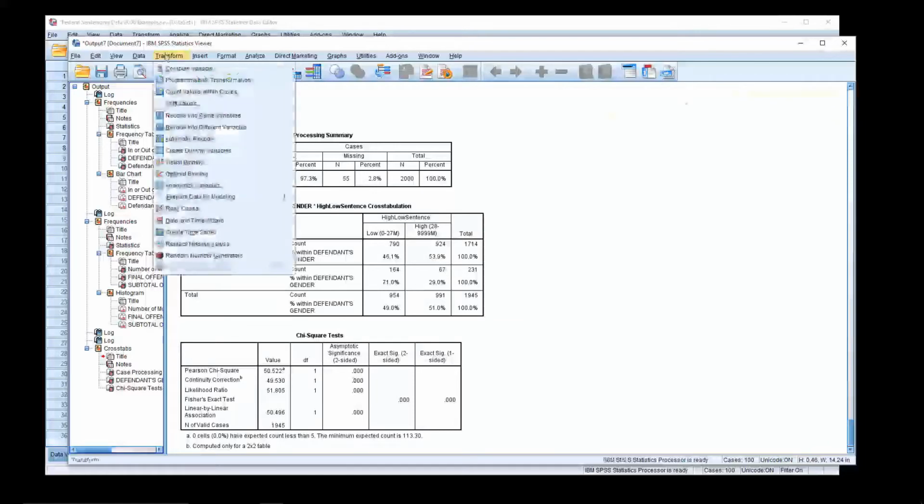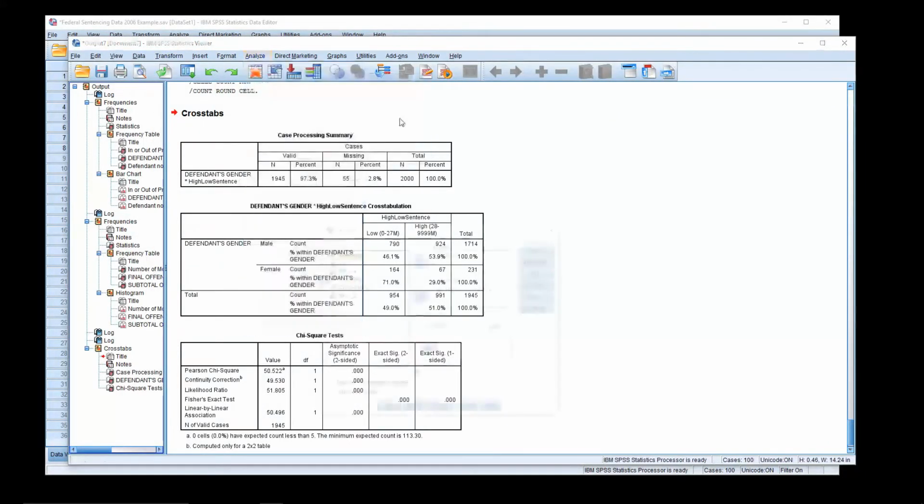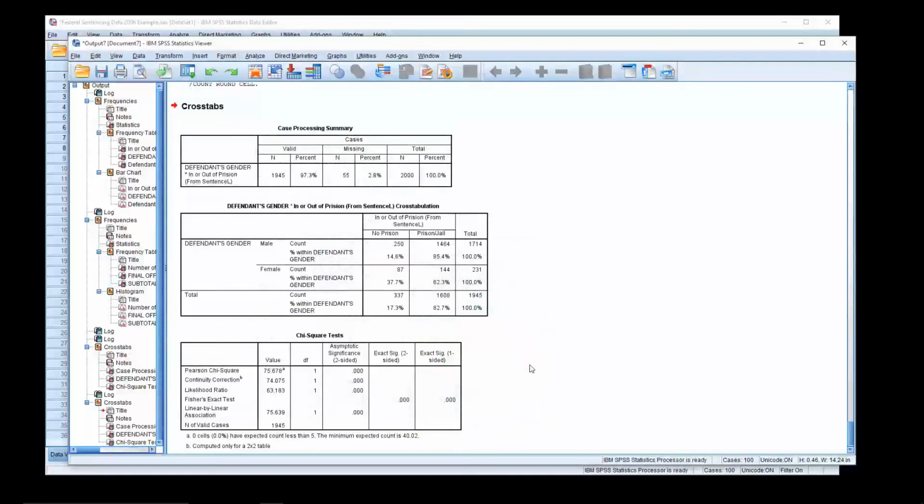Okay. We could also run this for the in-out decision, and my assumption is it's going to be very similar. So instead of having the high-low decision in here, we could pull out the in-out decision. Remember, this is whether they went to jail or prison, or they were just released without any time duration. So when we run this, we're probably going to get a similar story. It looks like it.